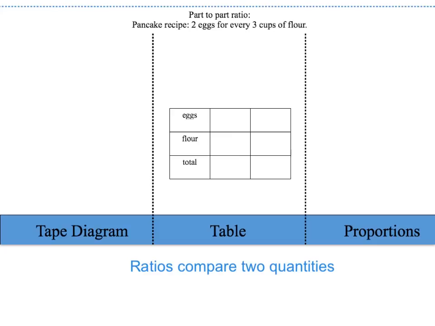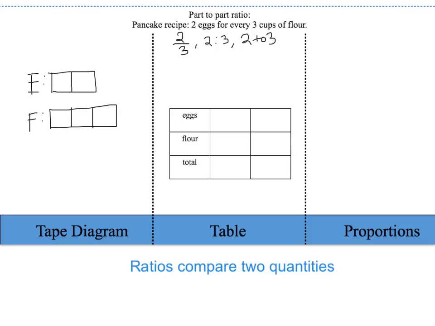So using the part-to-part ratio above, for the pancake recipe, it says that we have 2 eggs for every 3 cups of flour. I can write that ratio 3 different ways: as 2/3, 2 to 3, and 2:3. And once again, that's a part-to-part ratio because eggs and flour are 2 separate items. So I'm going to draw a part-to-part ratio like this. Eggs will have 2 boxes on top, and flour will have 3 boxes on the bottom.